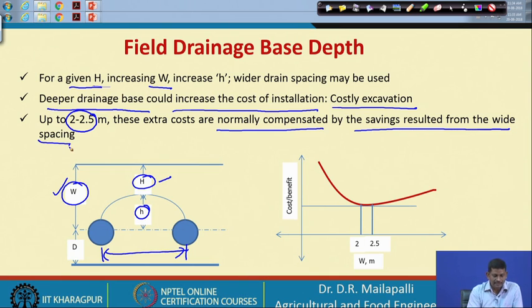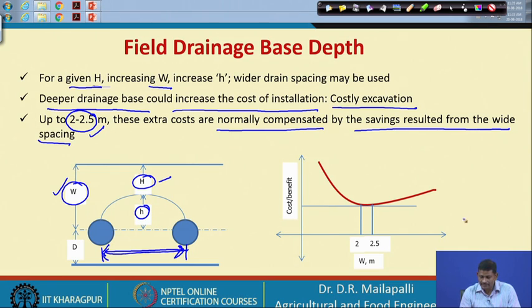As I said, when W is increasing, at the same time the spacing is increasing. The increasing depth leads to excavation cost, but that can be compensated by increasing the spacing between the drains, so that you decrease the number of pipes.